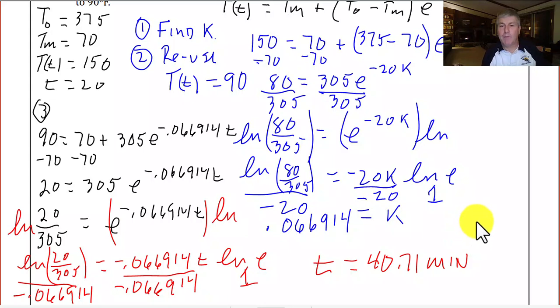And that wraps up our application of logarithms with Newton's law of cooling and some carbon dating. And you'll get some more practice with this when I see you in class.